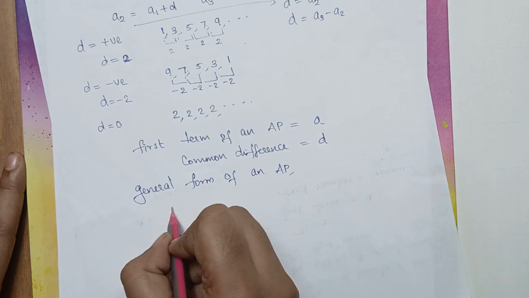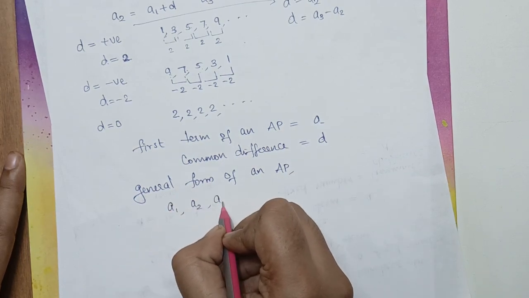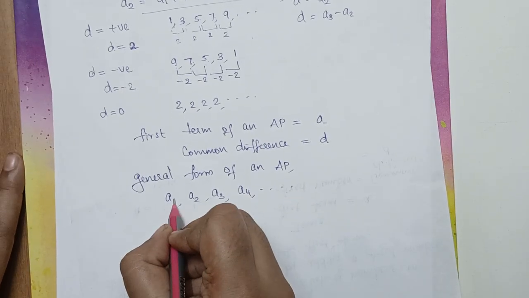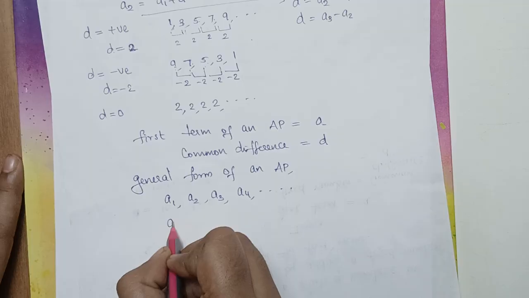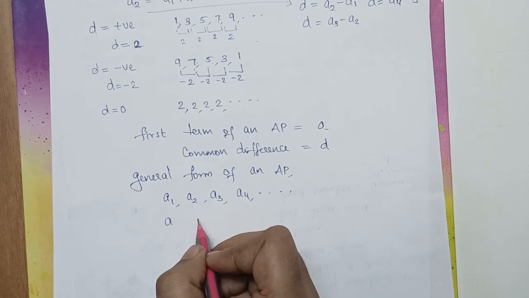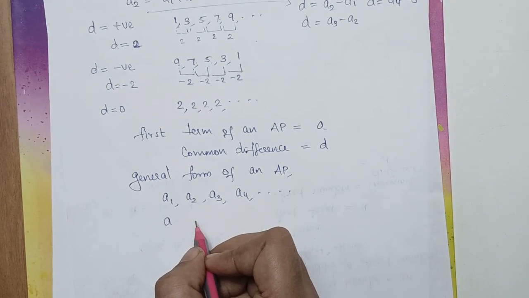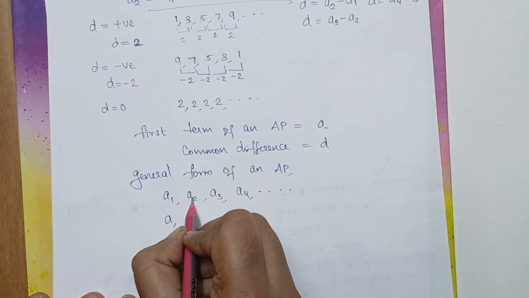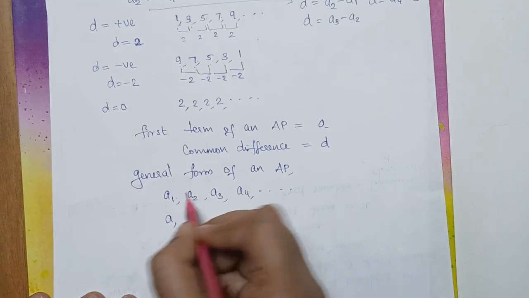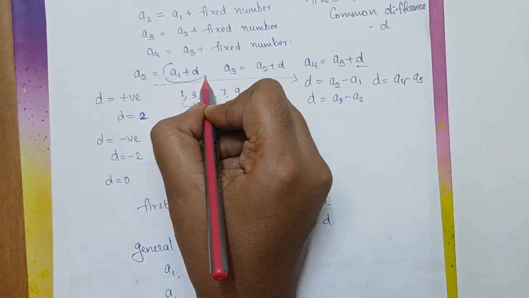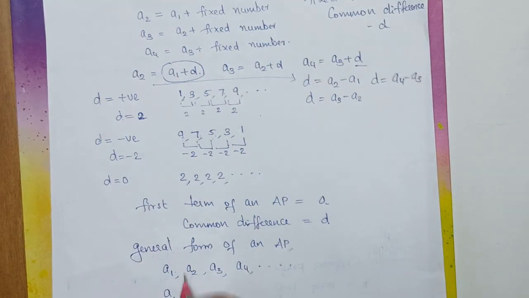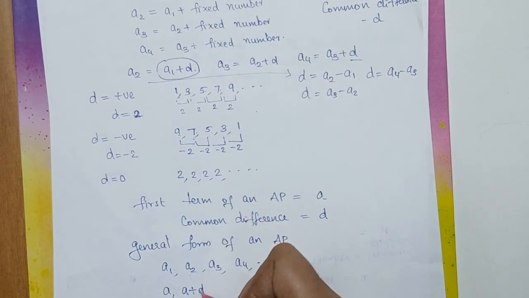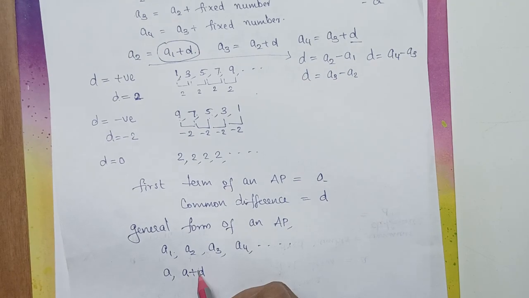The general form of an AP is, so we have A1, A2, A3, A4. So this AP generally can be represented as this A1. This is the first term. I am replacing this with A. The first term we commonly represent by small letter A. So what is A2? A2 is A1 plus D, right? So this can be represented as A plus D. Here instead of A1 I am writing A. So this will be A plus D.